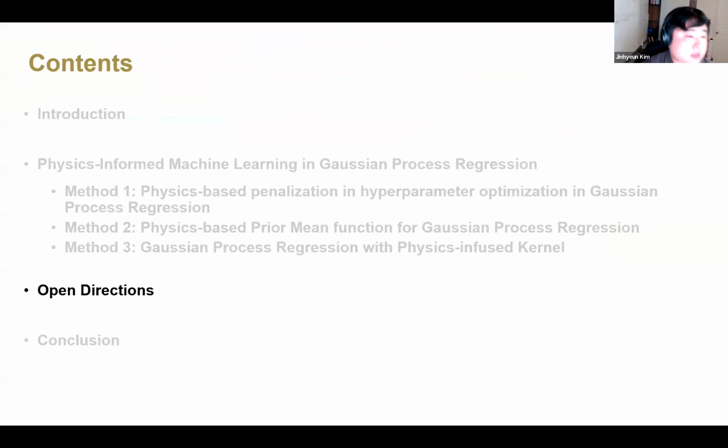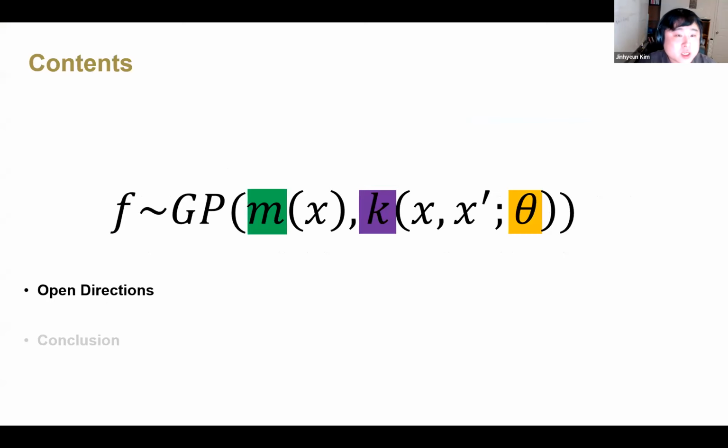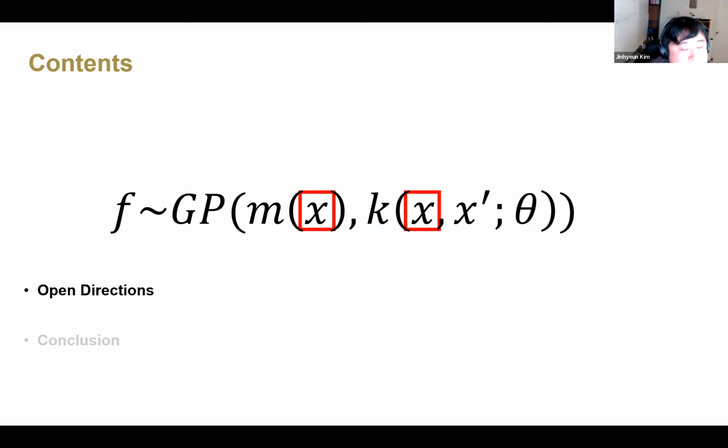I will briefly talk about the open research directions. So far, I talked about the priming, the kernel function, and the hyperparameters in the kernel. There may be additional possibilities. For example, X is the training input, but maybe we can expand this input space using physics-based knowledge.